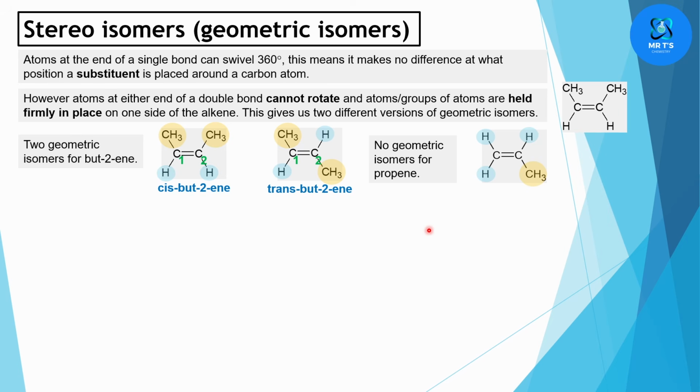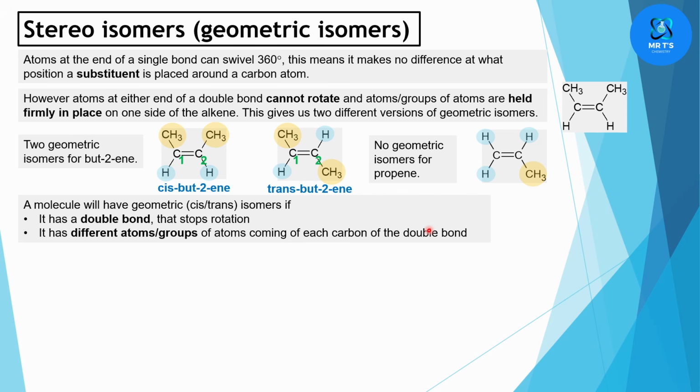So there must be two requirements for a geometric isomer. The first requirement is there must be a double bond, because it stops the molecule from rotating and holds the groups and atoms firmly in place. And it must have different atoms or groups coming off each carbon of the double bond. If you meet those two requirements, you will have both a cis version and a trans version. They are geometric isomers or stereoisomers.